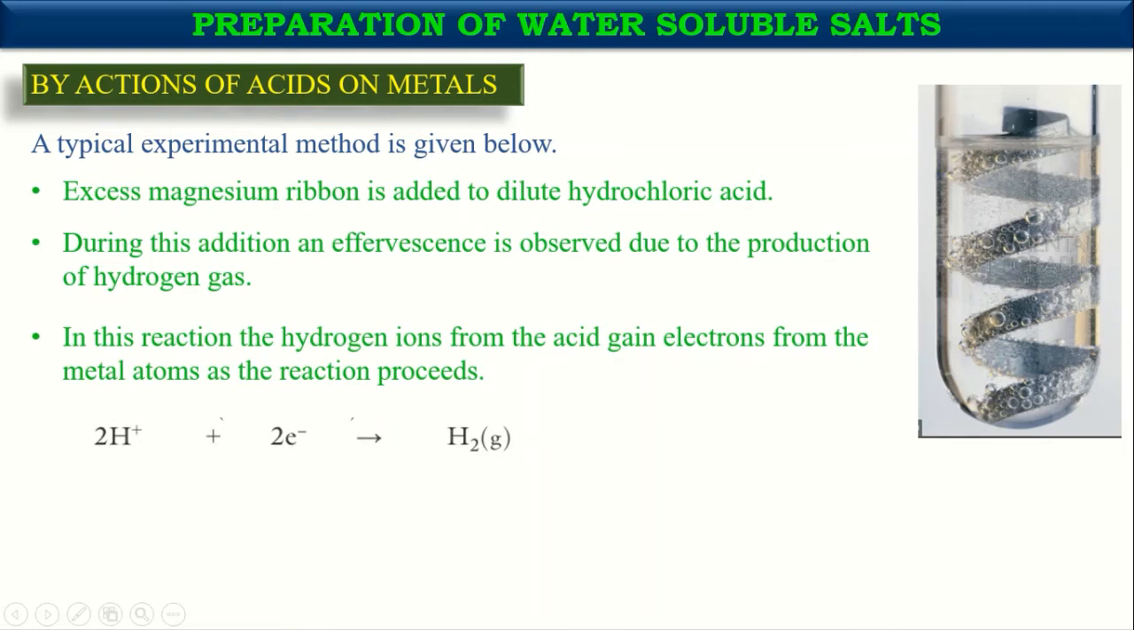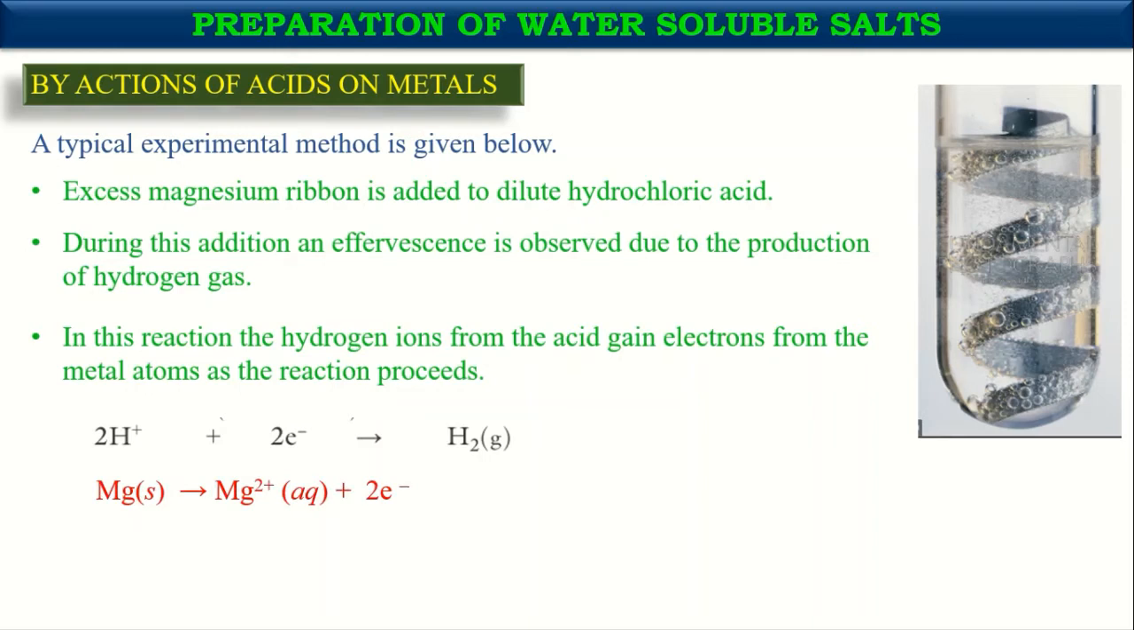In this reaction, the hydrogen ions from the acid gain electrons from the metal atom. So the metal is providing electrons to hydrogen ions, so that hydrogen ions are being reduced from H+ to H2 gas, the H2 molecule. So this is the reduction reaction.